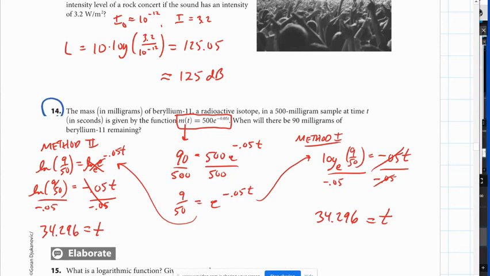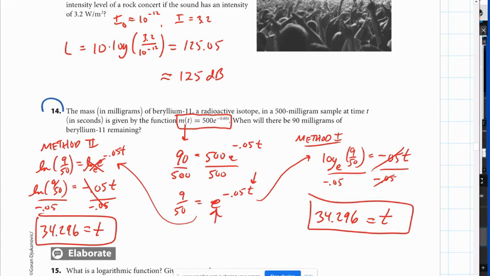So you can do it either way. When you're trying to solve for a variable that's an exponent, you can either change the equation to log form, or you can take the log of both sides. In this case, it was an exponential with base e, so that's why I took the natural log of both sides, because the natural log is the inverse of an exponential with base e. And so that's the logarithm that I took on both sides. Okay, in both cases, I got an answer of 34.296 seconds.